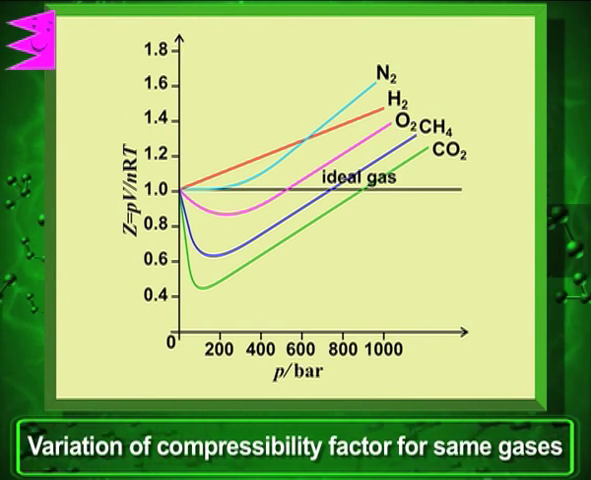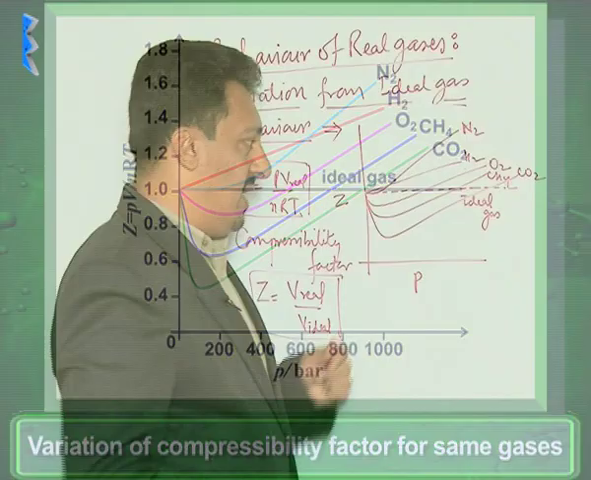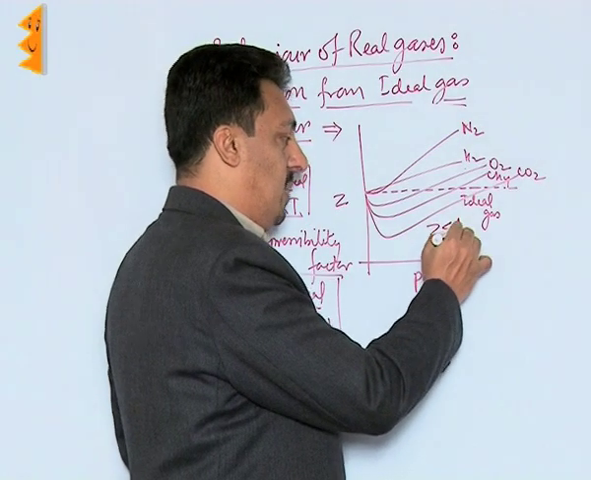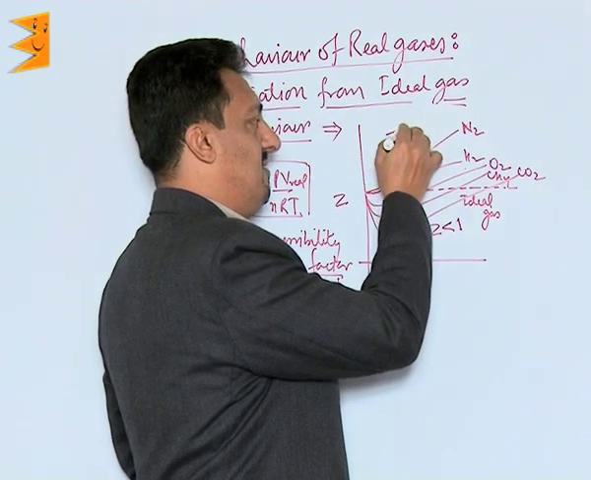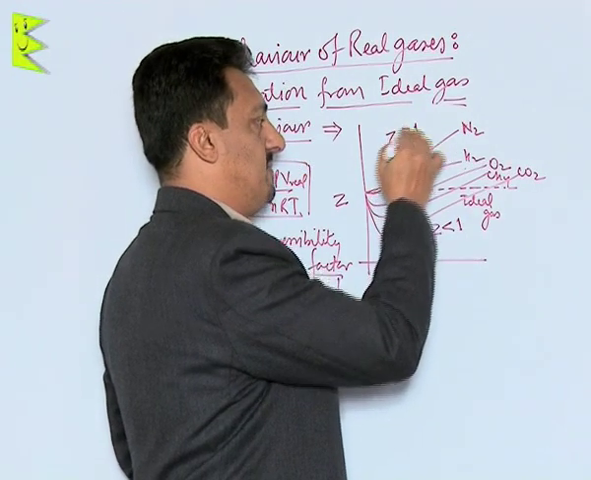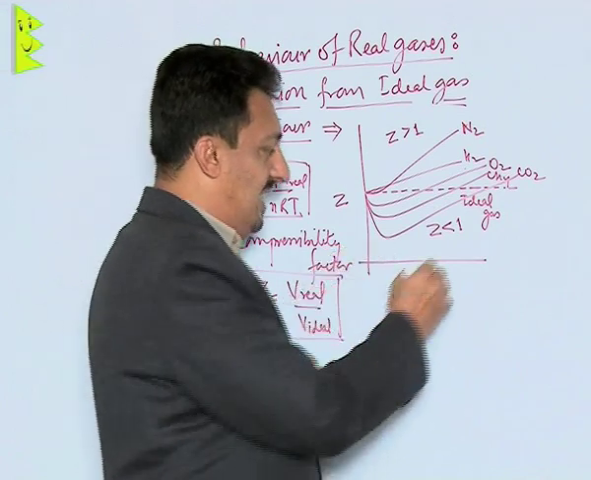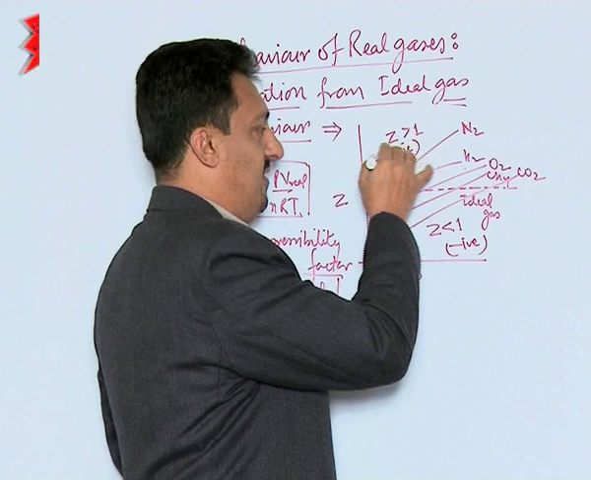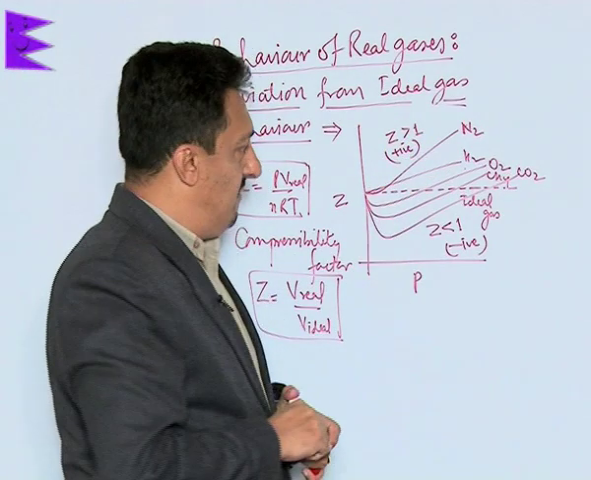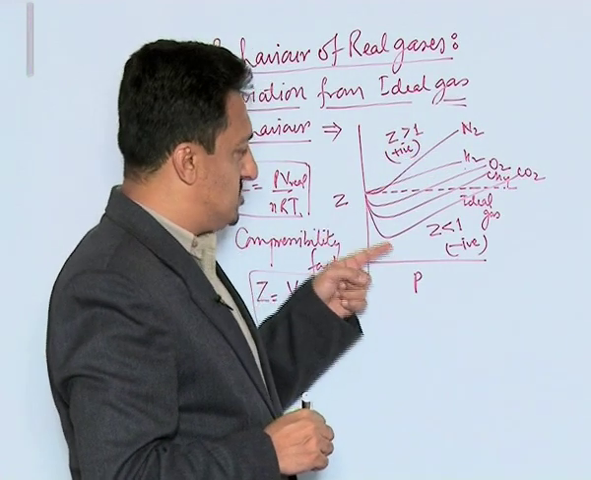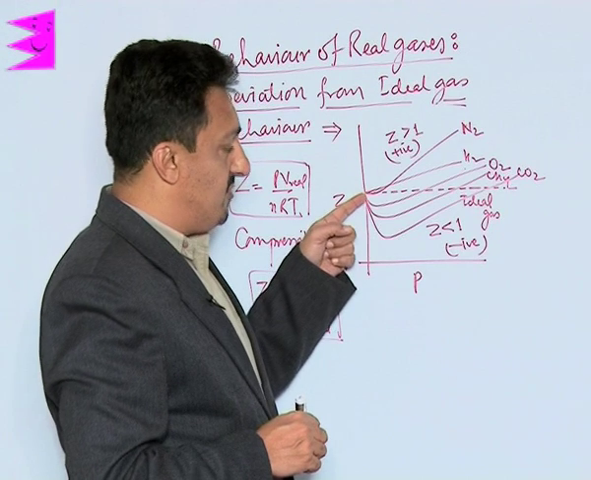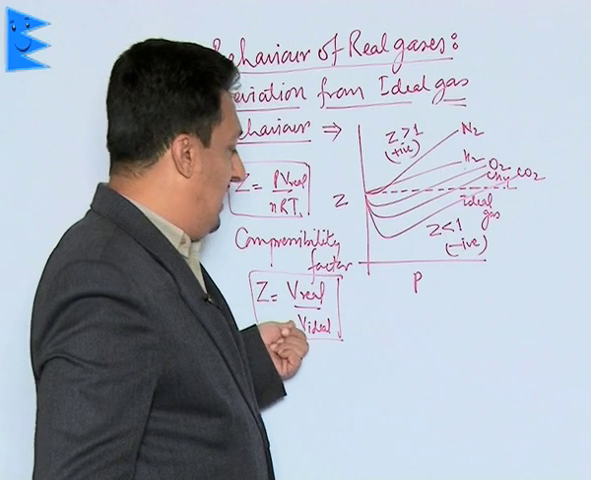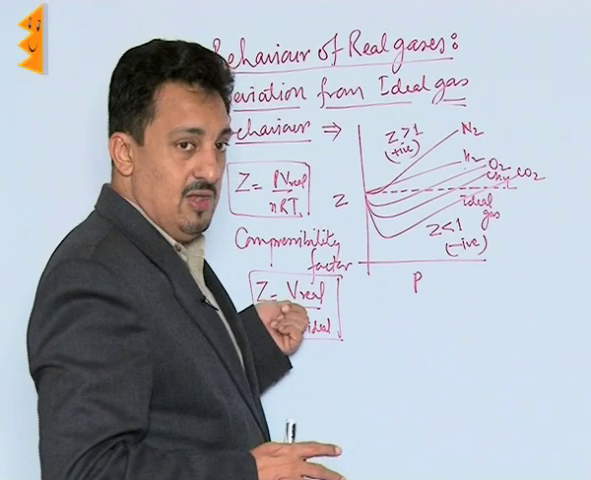Now the graphs can be divided into two categories. One is the gases which get Z less than 1. This is called negative deviation. This is called positive deviation. Now the gases which show negative deviation, whose graph of Z goes down below the ideal behavior, it means that their ideal volume is more than the real volume.